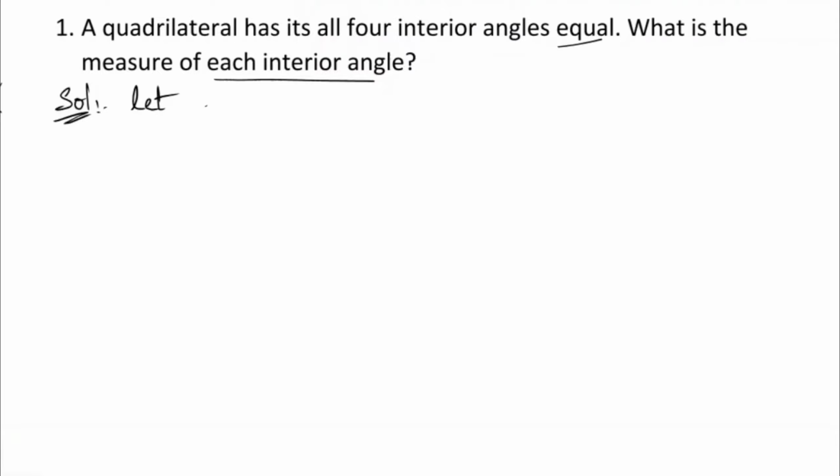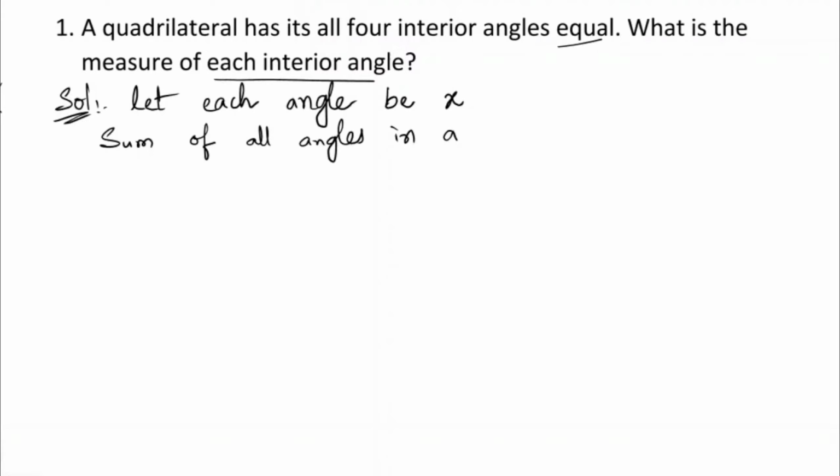Let each angle be x. And we already know that the sum of all angles in a quadrilateral is 360 degrees. Okay, so we can write, so what are the four angles?